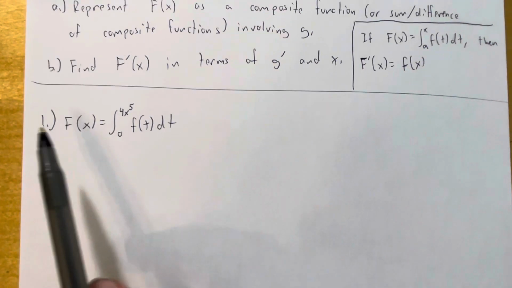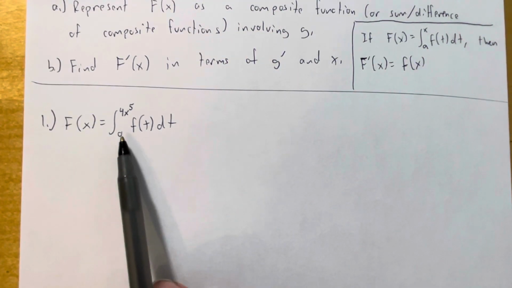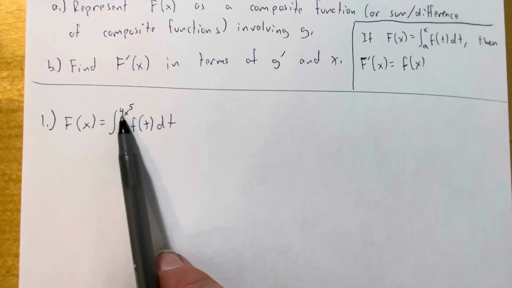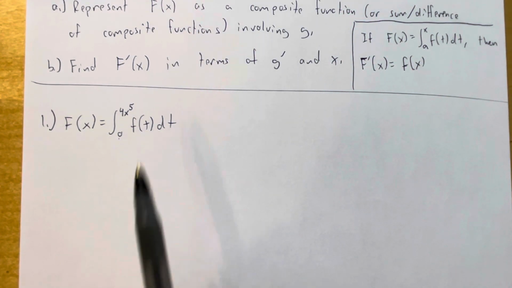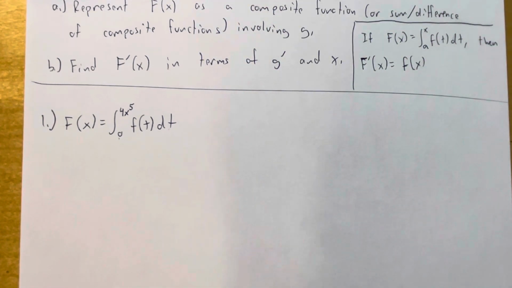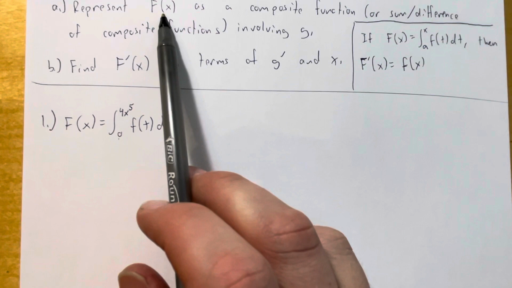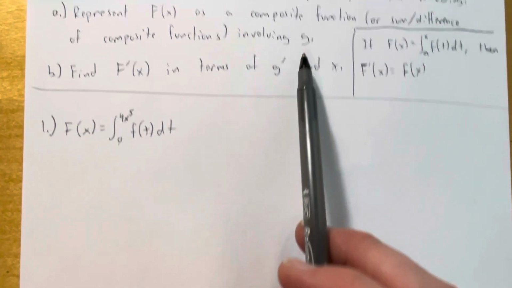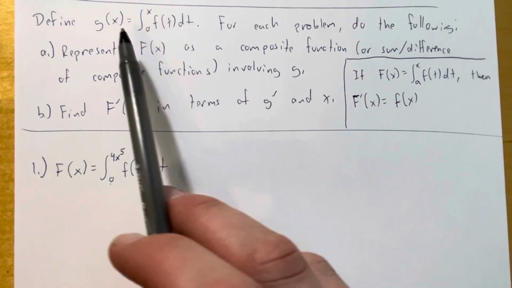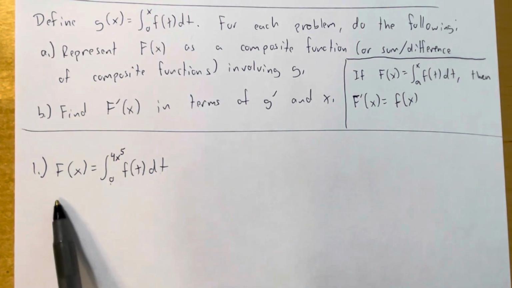For this first one, we're going to define capital F of x to be the definite integral from 0 to 4x to the fifth power of f of t dt. Okay? Now, taking a look at the first thing we're supposed to do, we want to represent F of x as a composite function involving g, where this is what g is.